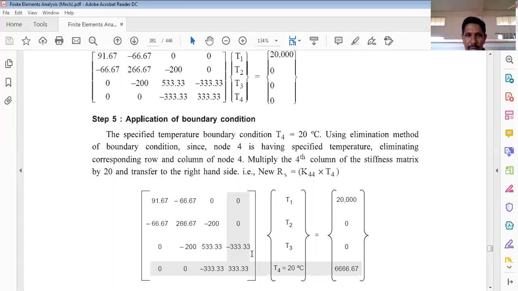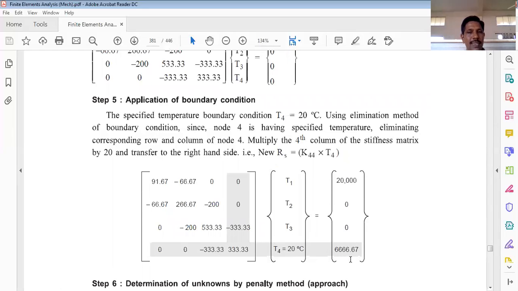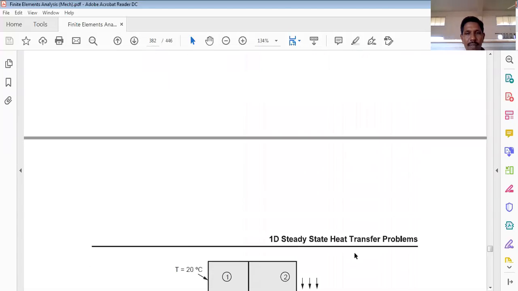So this minus 333.33 is getting multiplied with the 20. This value is to be considered on the right side of the third row, because it is not there in the fourth column or fourth row. This entity corresponds to the third row. So this value, which is getting multiplied with the 20 degrees centigrade of this T4, is to be considered on the right side, and that value is 6,666.67.